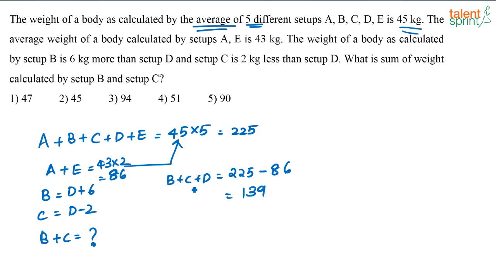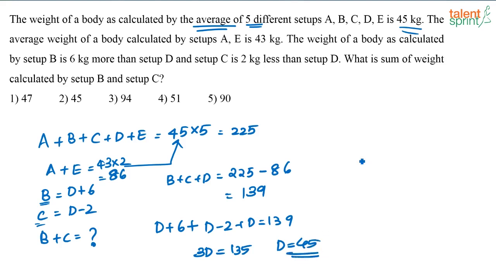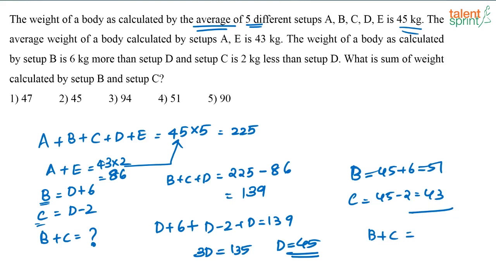Now, I have to find out what is B plus C, and here I know B with respect to D and C with respect to D. So, let us substitute B and C in terms of D. You will get D plus 6 plus D minus 2 plus D, that is equal to 139, or 3D plus 4 is equal to 139, or 3D is equal to 135, or D is equal to 135 divided by 3, that is 45. So, if D is 45, B is equal to 45 plus 6, which is 51, and C is equal to 45 minus 2, which is 43. So, B plus C is 51 plus 43, that is 94. So, 94 is your answer, option 3.